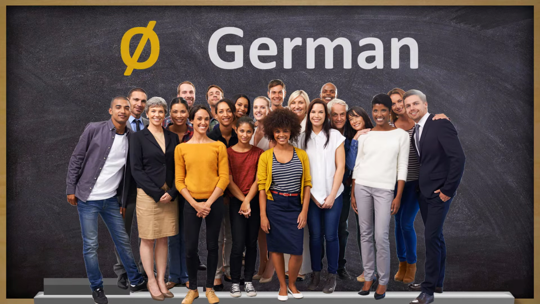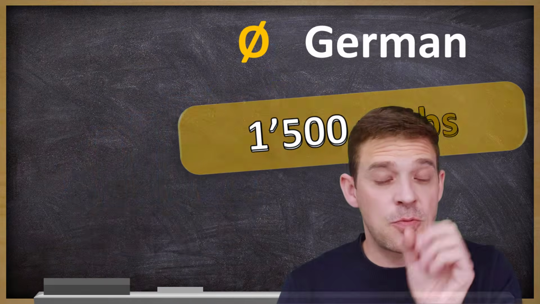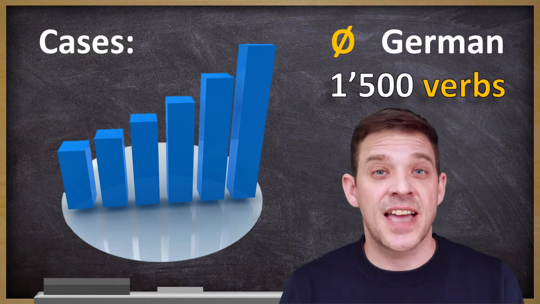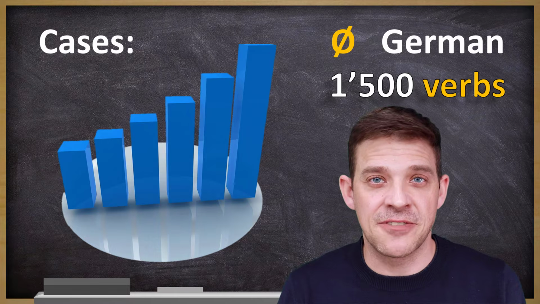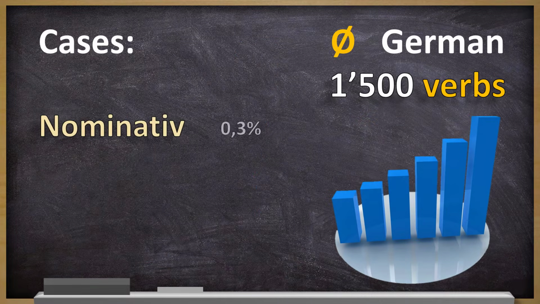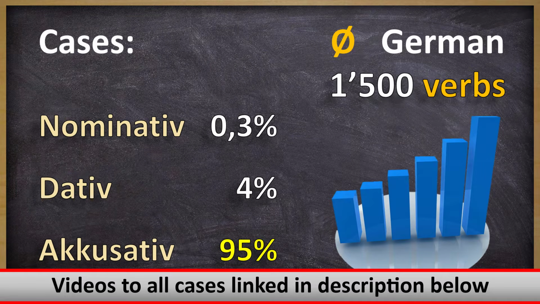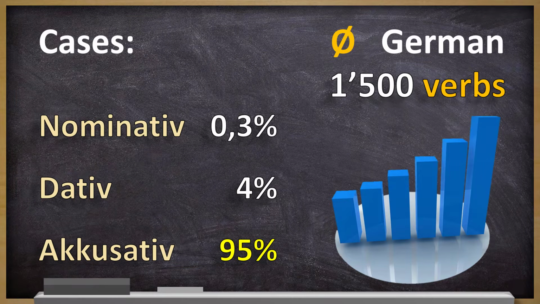An average German knows around 1,500 verbs. And as you probably know already, each and every verb requires a specific case. Just to give you a couple numbers. There are 6 verbs which do require the nominative case, 0.3%, almost nothing. Then we have around 60 verbs which do require the dative case, and pretty much all the rest is accusative. So around 95% needs the accusative case.